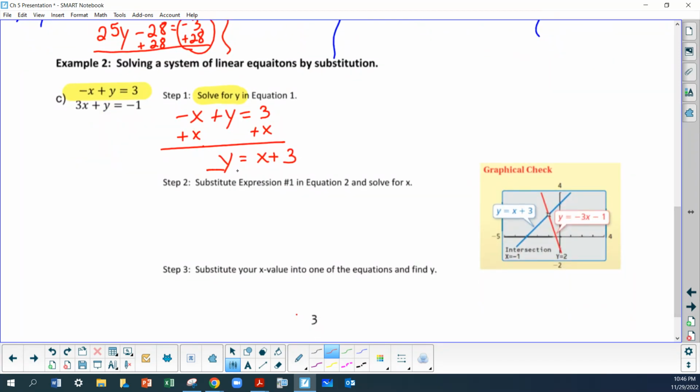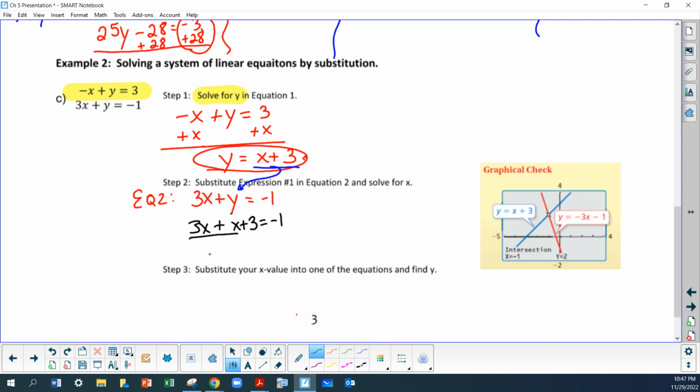Now we'll take this and sub it into equation 2. So we know equation 2 looks like 3x plus y equals negative 1. And I want to take my previous stuff and substitute it in. So we're going to take this and push it into y, aren't we? It says y equals x plus 3, so we can replace. I could take 3x, add with it, instead of y, let's put in x plus 3 equals negative 1.